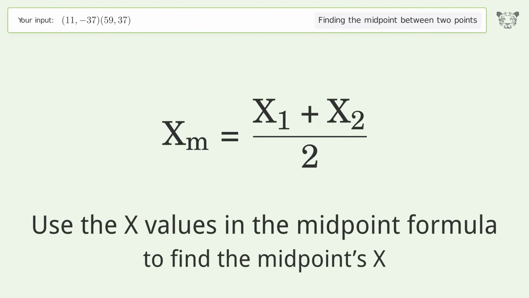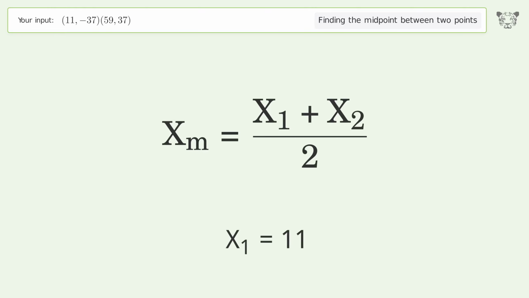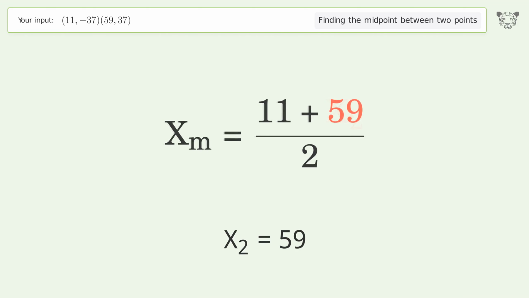Use the x values in the midpoint formula to find the midpoint's x. x1 equals 11. x2 equals 59. Simplify the arithmetic.